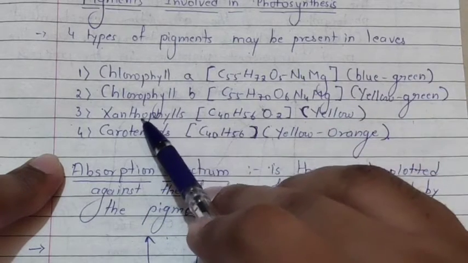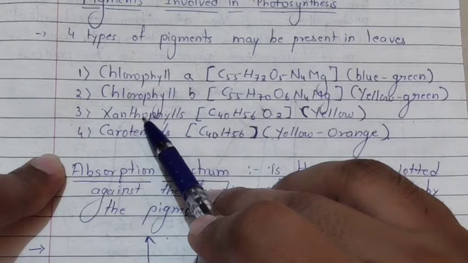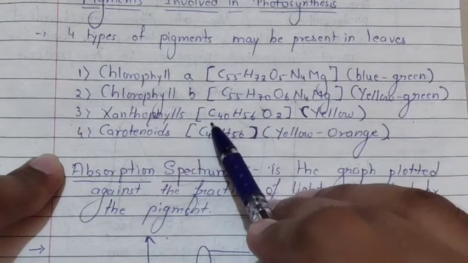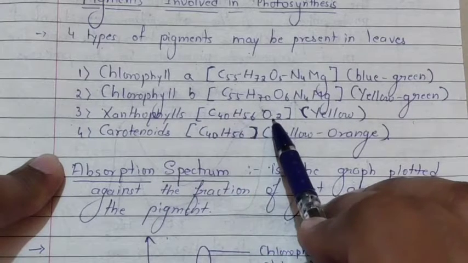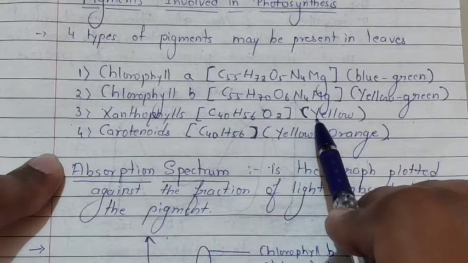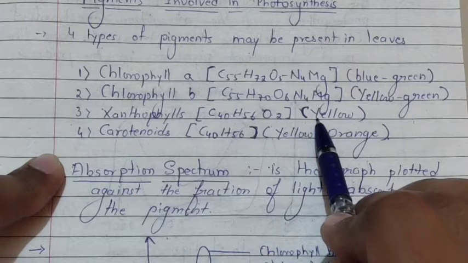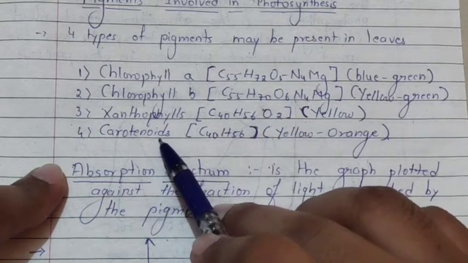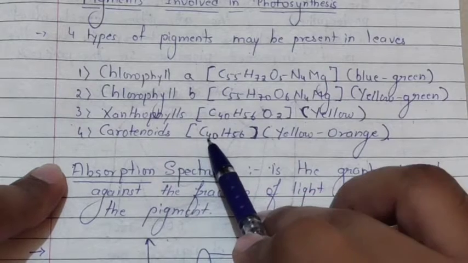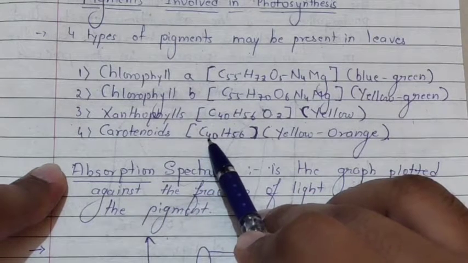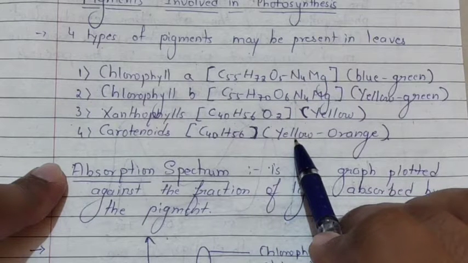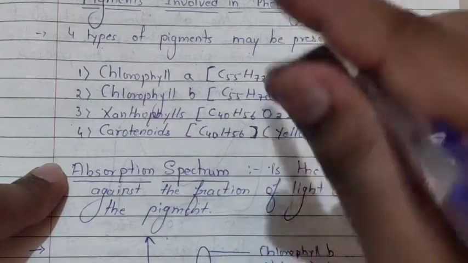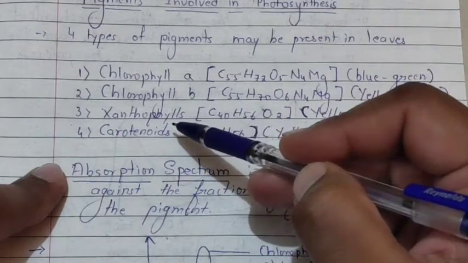Alright, next one, xanthophylls. Its molecular formula is C40H56O2 and it imparts which color? Yes, it imparts yellow color. Whereas the carotenoid, its formula is C40H56 and it imparts which color? Yellow orange color. Exactly.